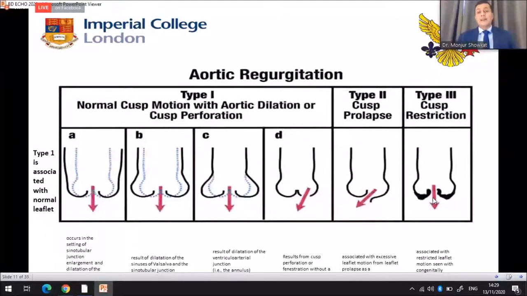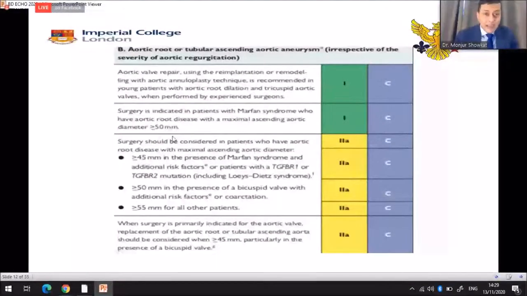The reason I put this slide is that I'm not quite sure whether you are doing any repair of the aortic valve. If not, when you start repairing valves in Bangladesh, you need to find out the mechanism of regurgitation. Like this one, type 3, you cannot repair that. But prolapse, type 1 and type 2 are repairable. You can actually save the valve. Now, moving to the next slide, again in the guideline, it says when the aortic root diameter is more than 50 millimeter.